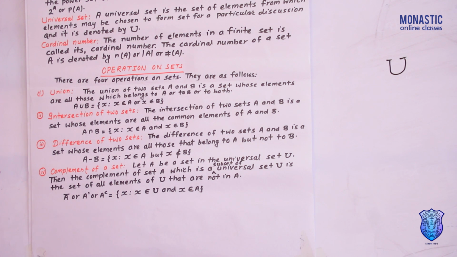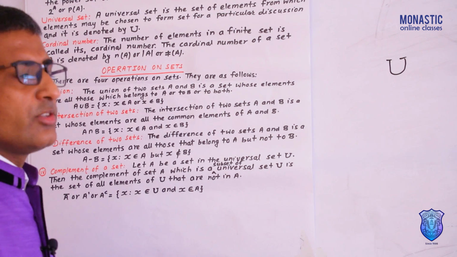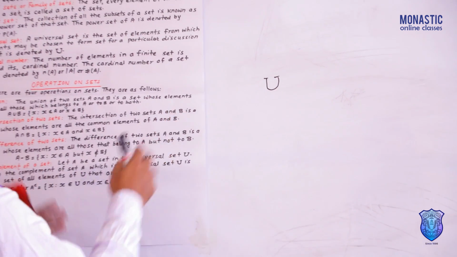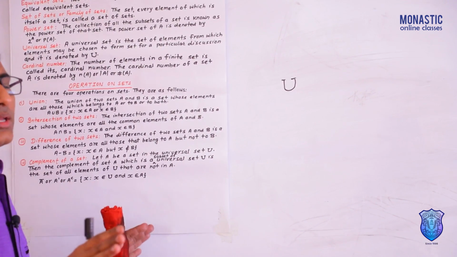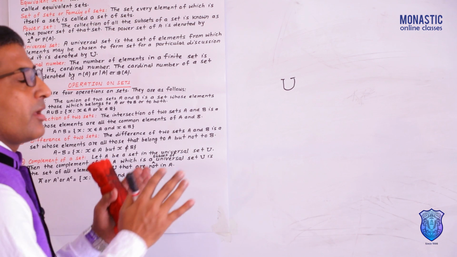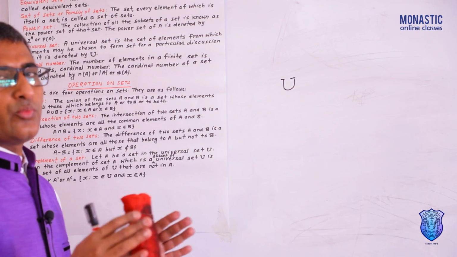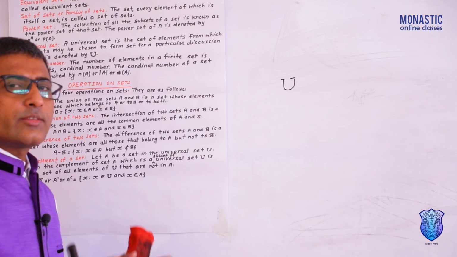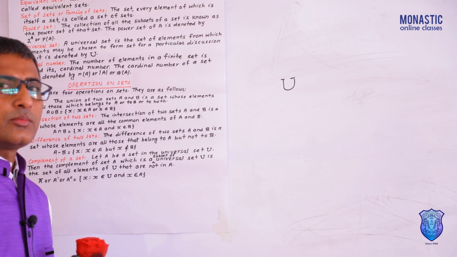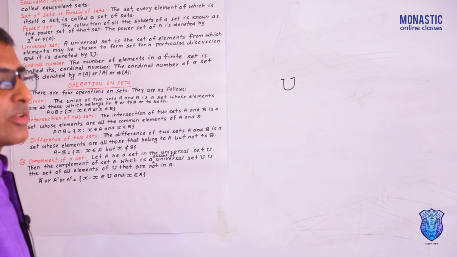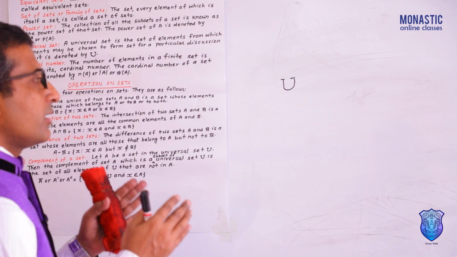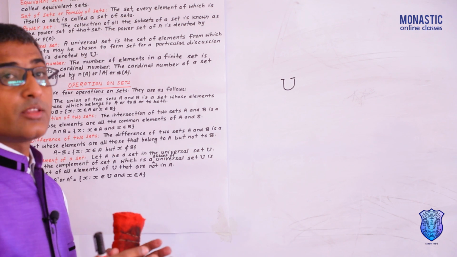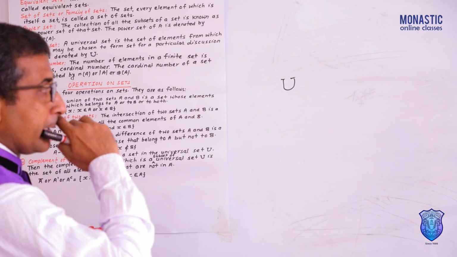When we talk about the teachers of a monastic school, then all the teachers become the universal set. From this we can make a number of sets, like the group of mathematics teachers, the group of science teachers. Same, we can say all the students of the monastic school, then it's the universal set, and if we say students of class 9, students of class 10, these are subsets of the universal set and these are the sets.